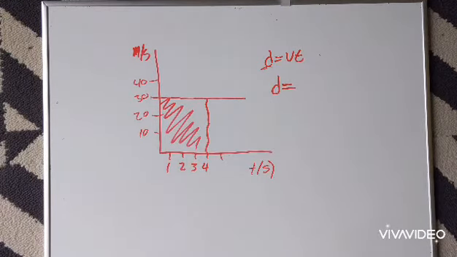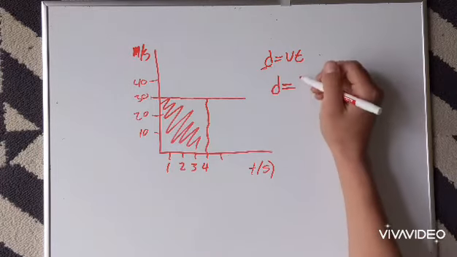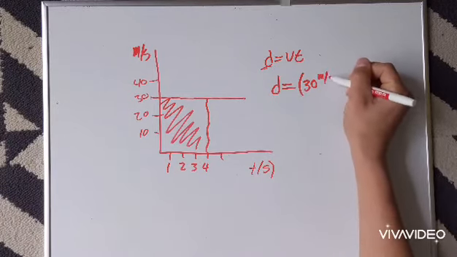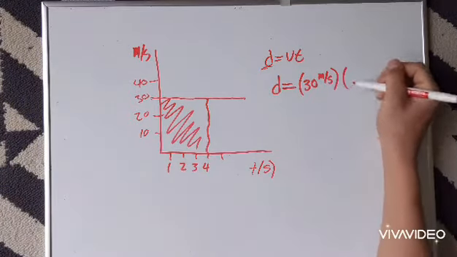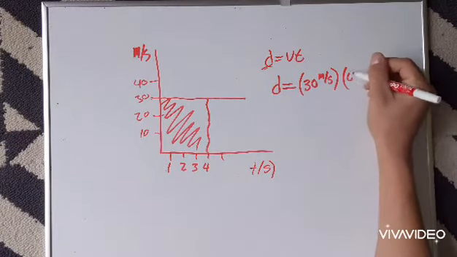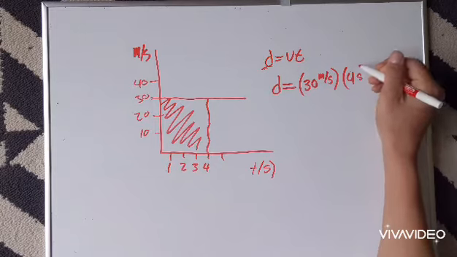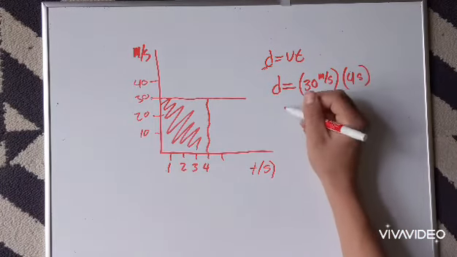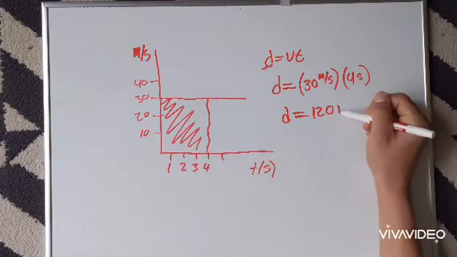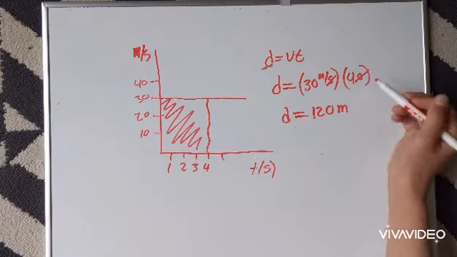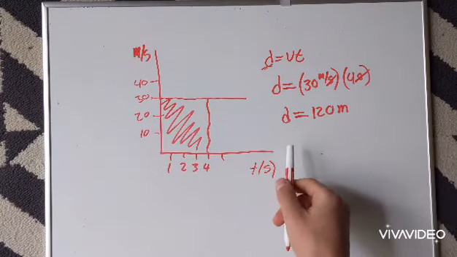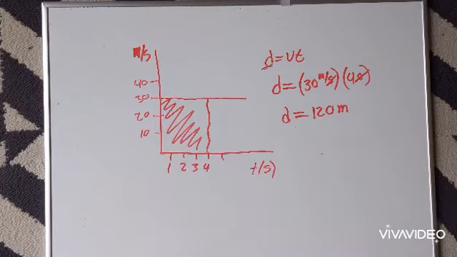In this case, the v represents the velocity. So v is 30 meters per second times the t here, which is 4 seconds. So then d equals 120 meters because these seconds cancel out, and you're just left with 120 meters, which equals d, which represents the area under the line here.